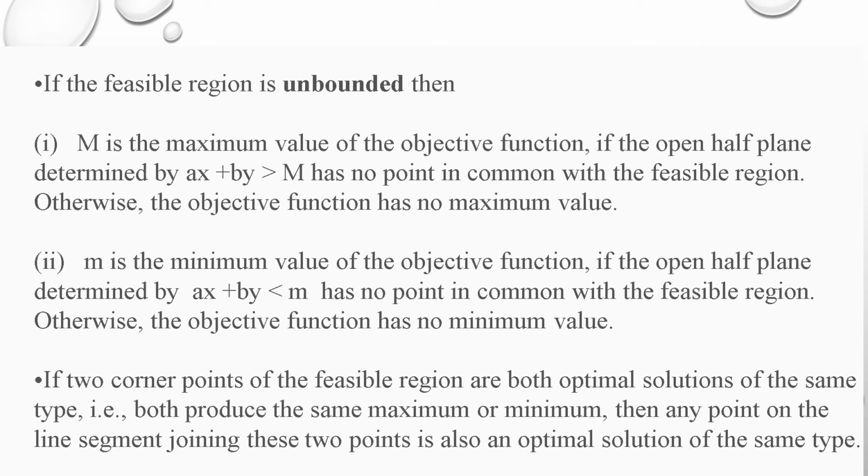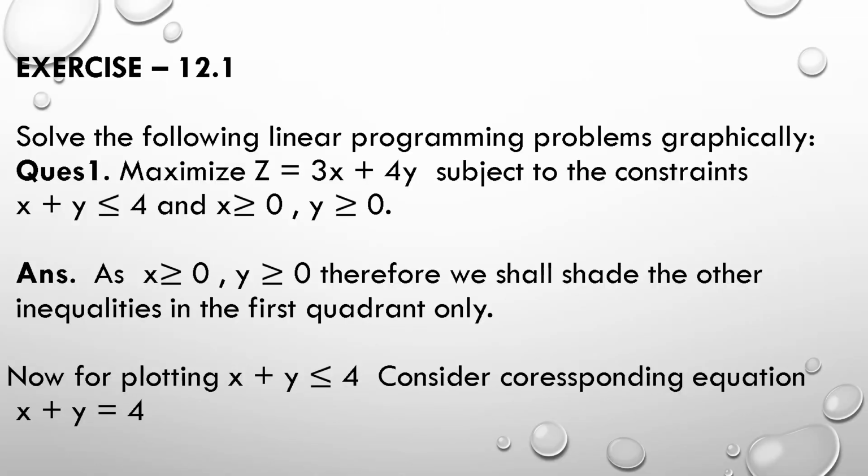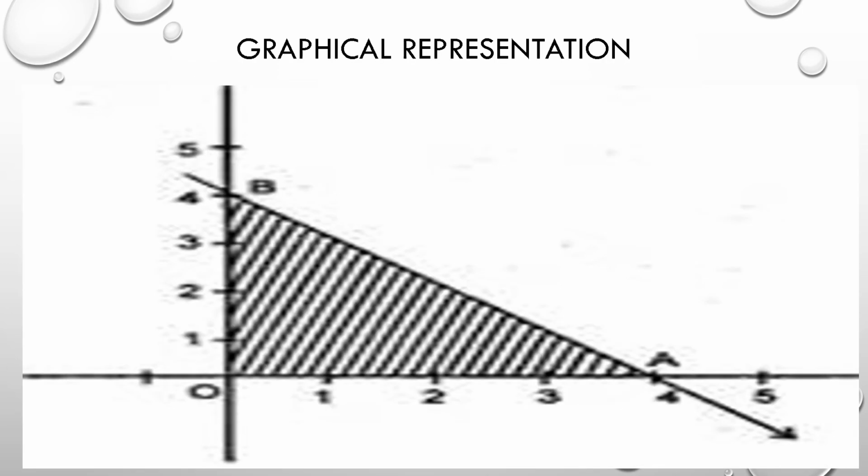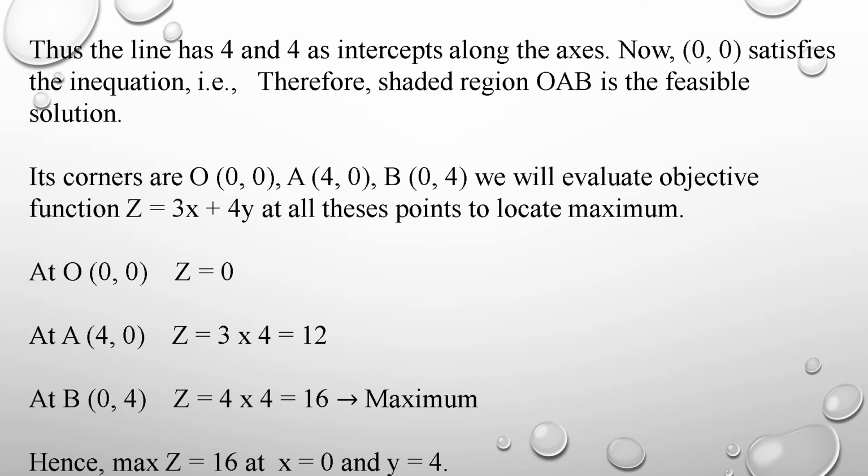In this inequality, if we put x and y both 0, then 0 is less than or equal to 4, which is satisfied, and the origin will be included in this case. So while shading, we will find this triangle in the first quadrant as the solution or feasible region. Now we will check our objective function Z = 3x + 4y at all these 3 corner points to locate the maximum value.